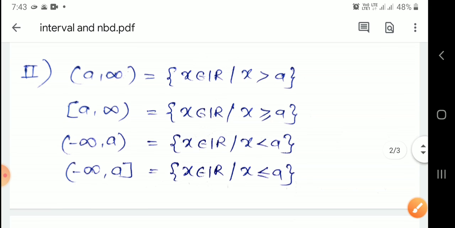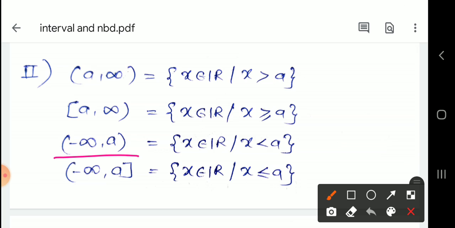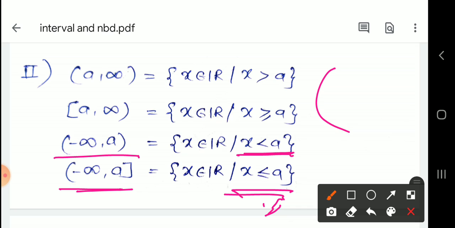Okay, the open interval (minus infinity, a). So all the elements x which are less than a, that is, all the elements which are less than a. And (minus infinity, a] again has all the elements which are less than or equal to a, that means a is included in that set. If the set is closed, then its limits, upper limit and lower limit, are included in that set, and if it is open, then only the elements between the upper limit and lower limit are included in the set.